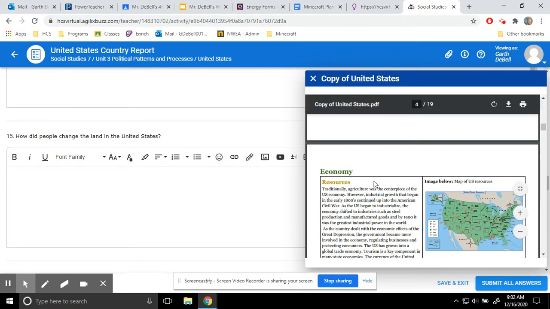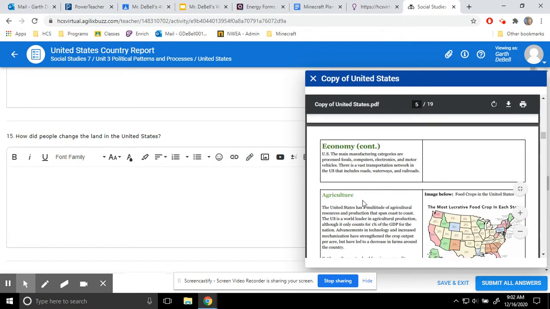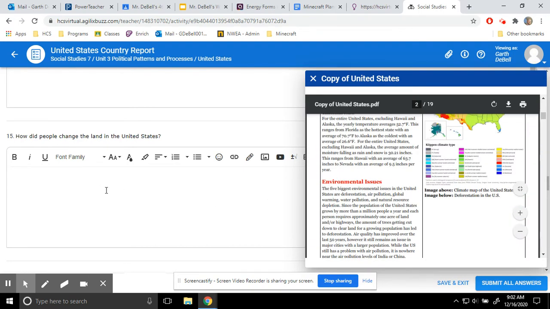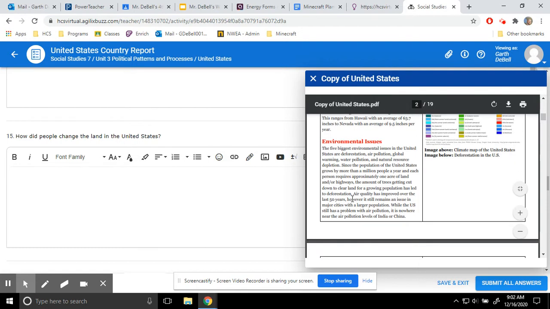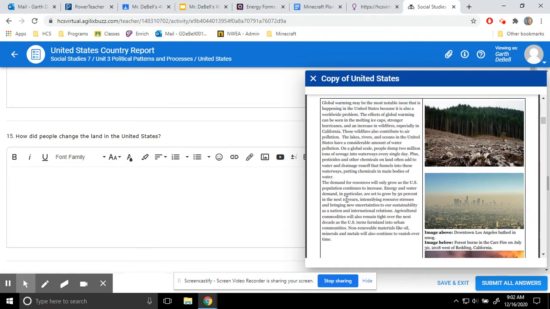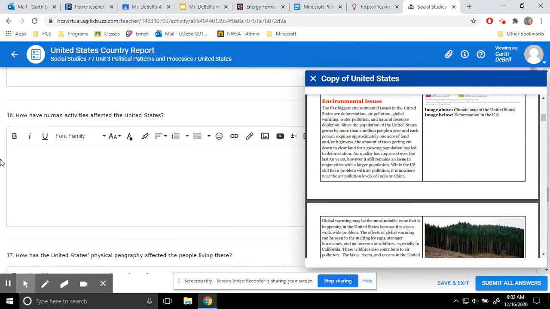How do people change the land? Some of that information will be in the resources, some of it will be in the agriculture, and some of it will be in the environmental issues, right? Because we harvest resources, we use the land for food, and then we also cause environmental issues because of how we live, and that's all different ways that we have changed the land in the United States.